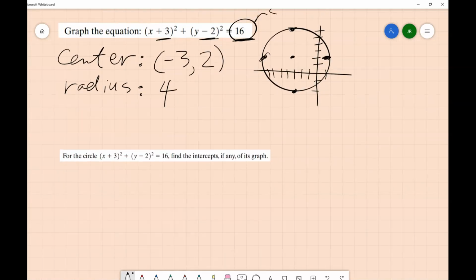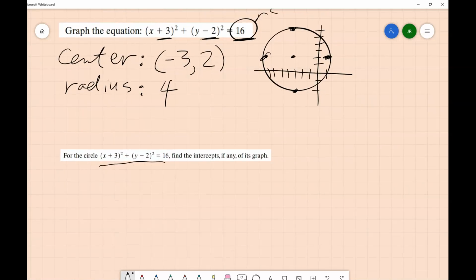All right. Now, notice this is the same equation that I just had from the previous example, but now it's asking me to find the intercepts of this graph, meaning the x and y intercepts. Let me get a different color. I'm trying to find what this is and what this is for the x-intercepts. I'm also trying to find what that is and what that is for the y-intercepts. And you can do it by hand, or you can do it in your calculator. I'll show you by hand first.